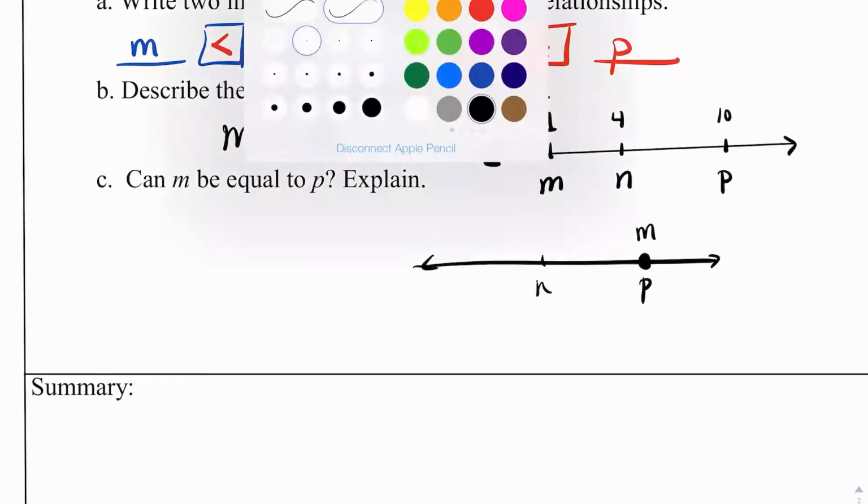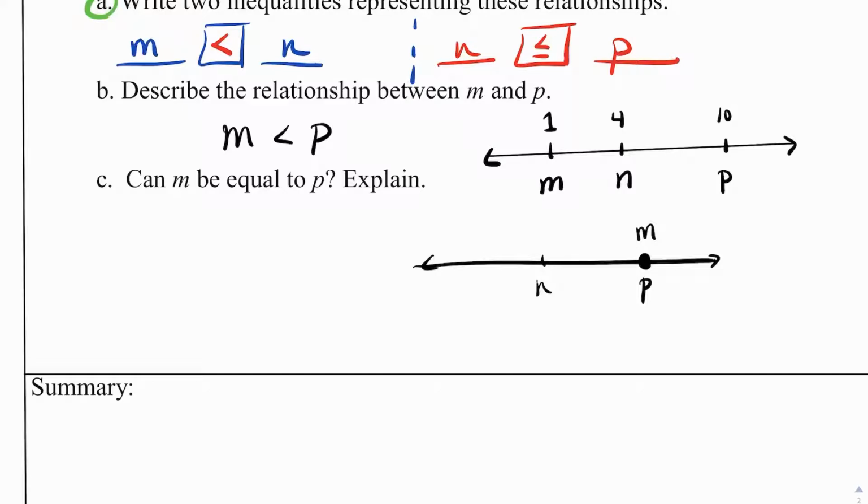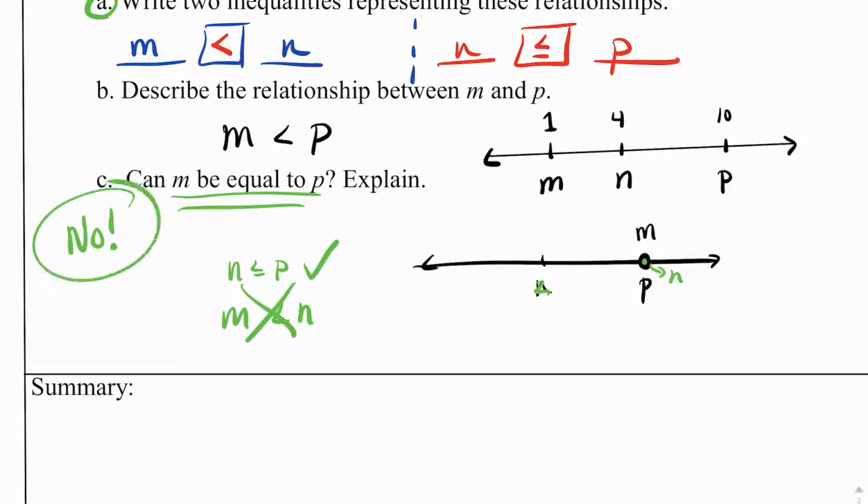would the things in part A still be true? And the answer here, I think, is actually no. So let's first talk about N being less than or equal to P. Well, that could be true. If N was right here as well, if they were all at the same exact point, that would be true. But if N was there, well, then this wouldn't be true. M would not be less than N because we said M was the same thing as P. So this one wouldn't make any sense, so M could not equal the number P.